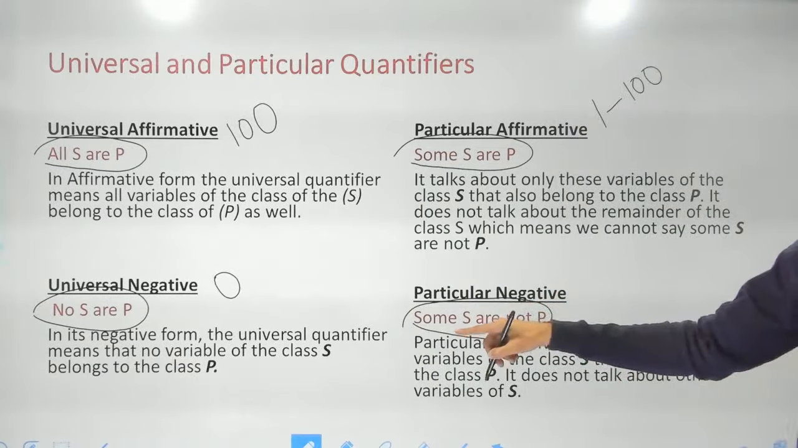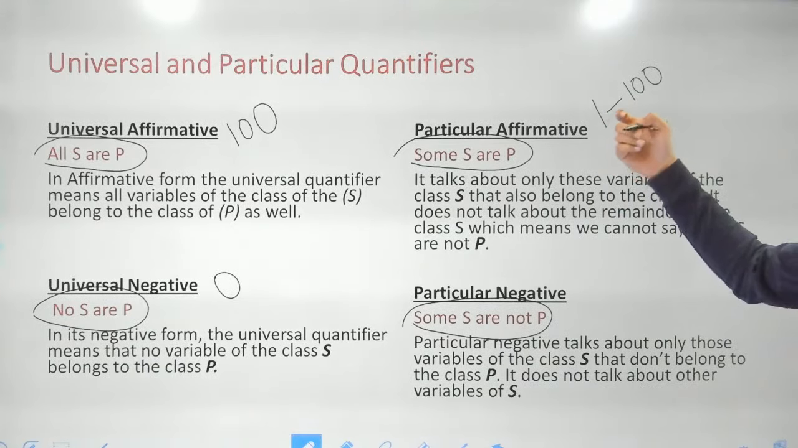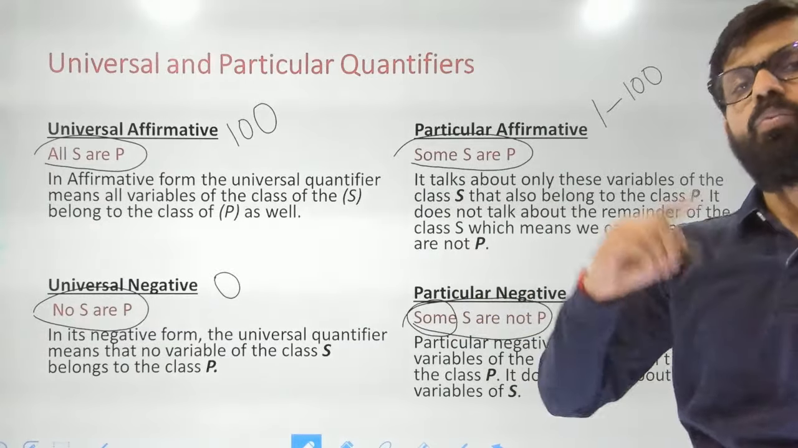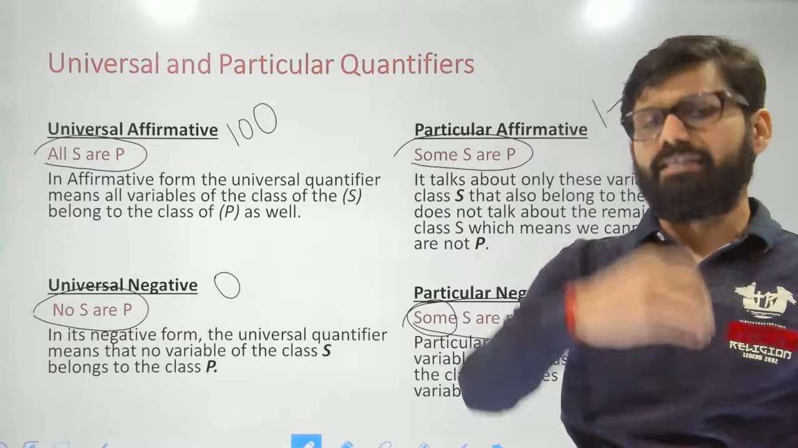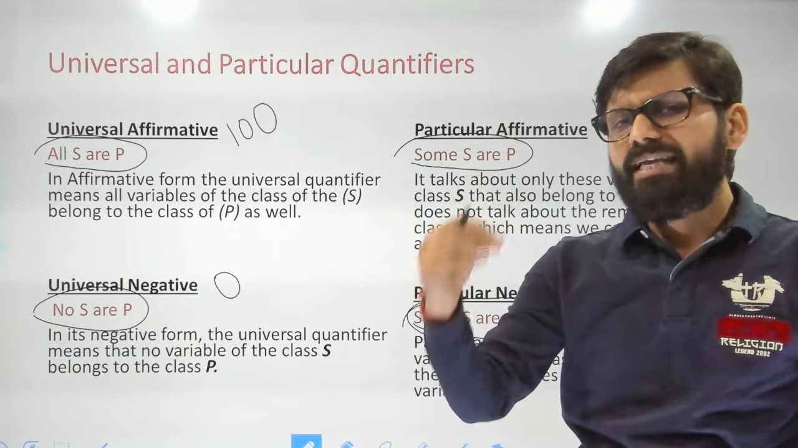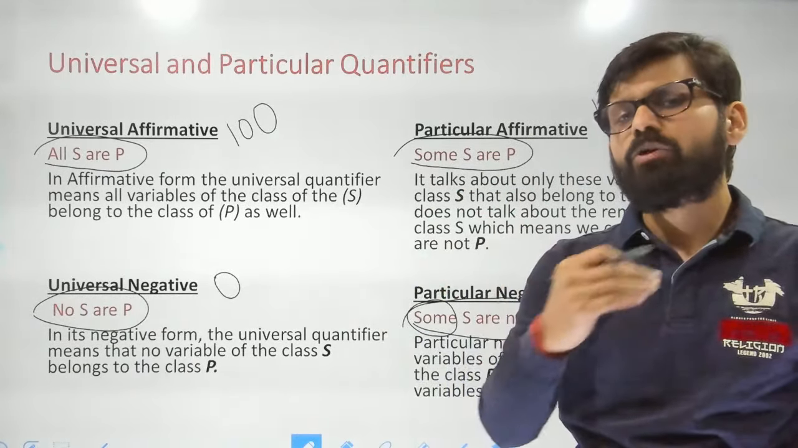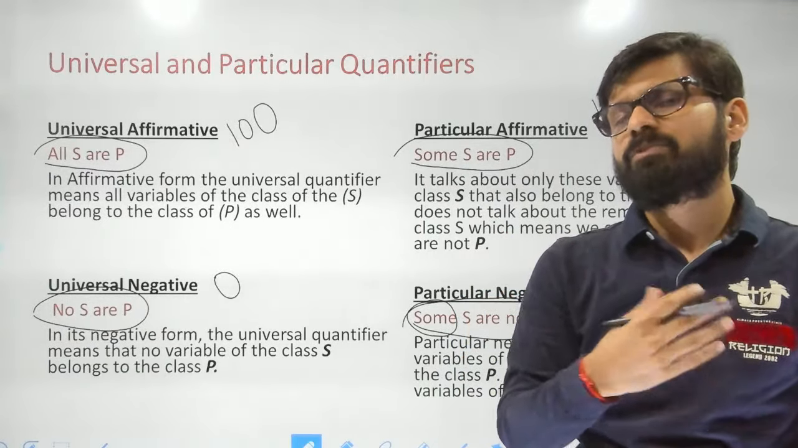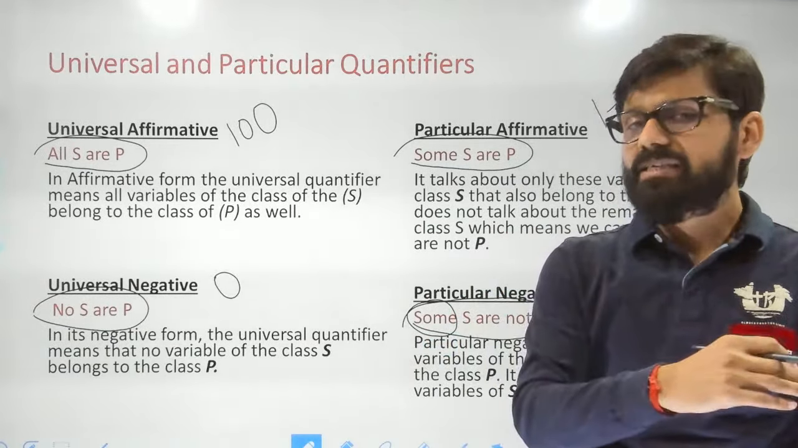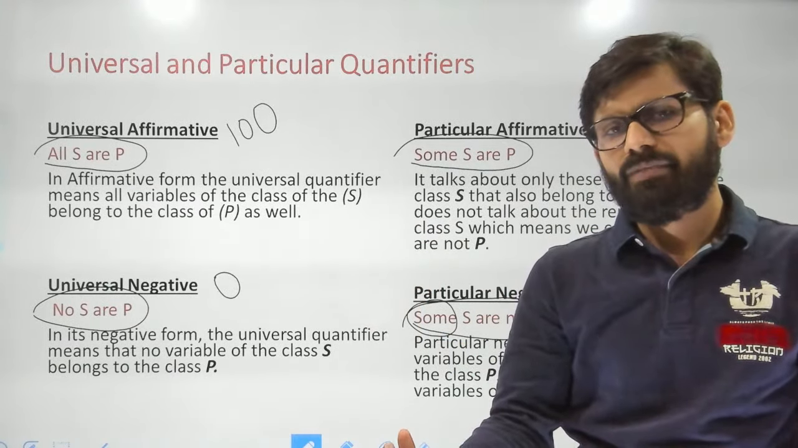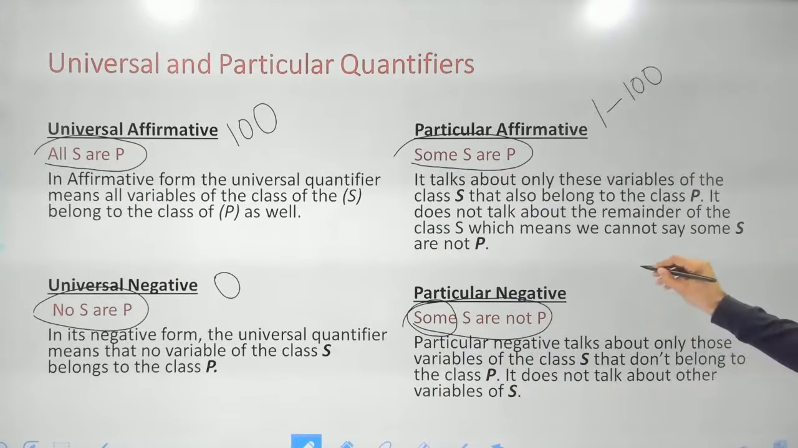And then we have "some not." For "some," we had given 1 to 100, any number between 1 and 100, including 1 and 100. Now, "some not." What I'm trying to say here is, at least one element of S is not in P. Kam se kam ek element S ka P mein nahi hai. So if I'm saying at least one element of S is not in P, then maximum S ke elements P mein kitne ho sakte hain, assuming S has 100 elements? Maximum elements ho sakte hain 99.